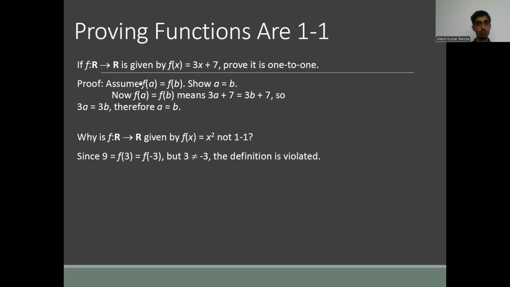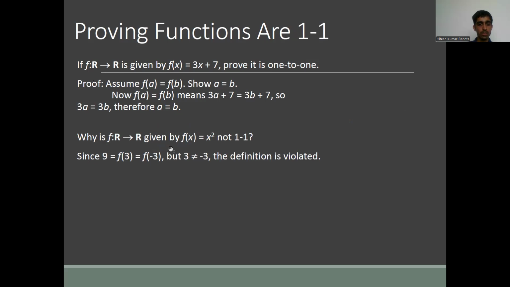Here is an example of whether a function is one-to-one or not. We have f from R to R, set of real numbers to real numbers, given by f(x) = 3x + 7. We prove that f is one-to-one. Assume that f(a) = f(b); we show that a = b. Now f(a) = f(b) means 3a + 7 = 3b + 7. So 3a = 3b, therefore a = b.